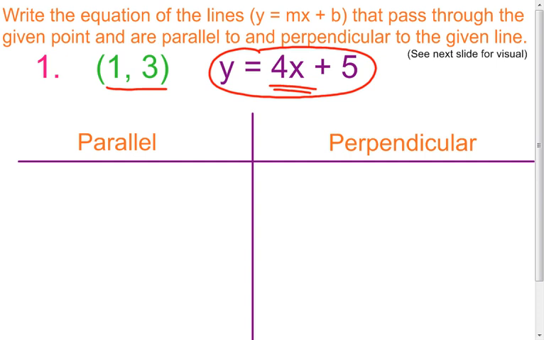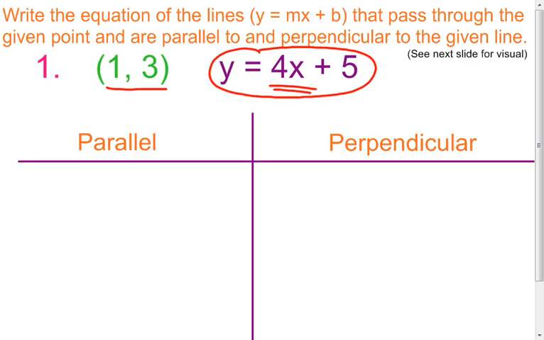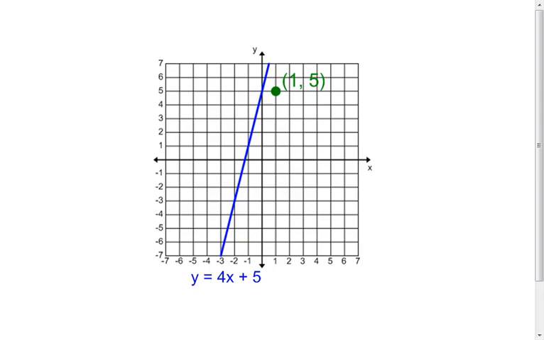So I'll show you what we're doing here so that you can picture this. The blue line is the line y equals 4x plus 5. Then I gave you the point (1,5). Ooh, and I wanted it to be (1,3). Sorry. So let's plot the point (1,3). (1,3) would be right here.